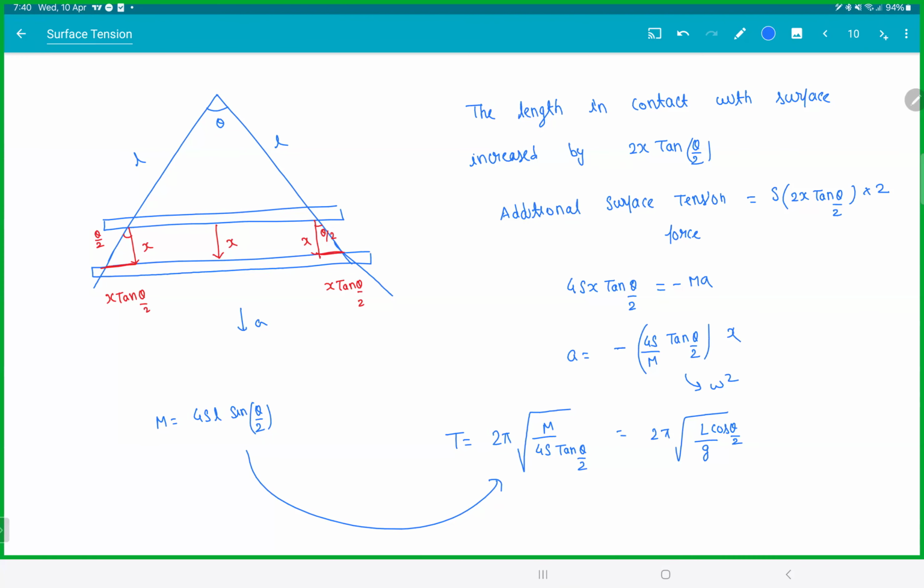Why are we not writing this length extra? Because if you take this length extra, then mg anyway will cancel that, isn't it? What you're interested in is only the change in forces. Check it out. Clear? Let's see one more.